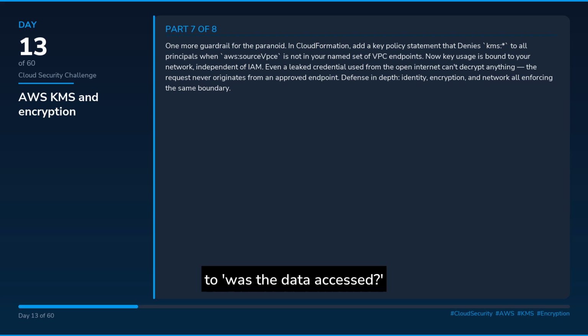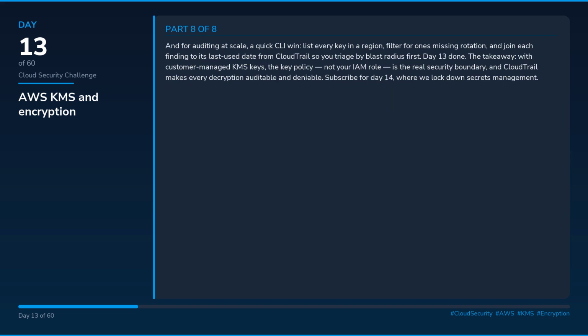One more guardrail for the paranoid. In CloudFormation, add a key policy statement that denies kms:* to all principals when aws:SourceVpce is not in your named set of VPC endpoints. Now key usage is bound to your network, independent of IAM. Even a leaked credential used from the open internet can't decrypt anything. The request never originates from an approved endpoint. Defense in depth: identity, encryption, and network all enforcing the same boundary.